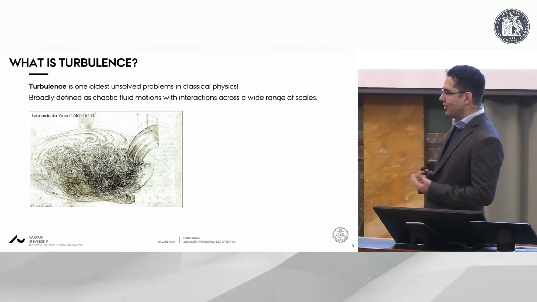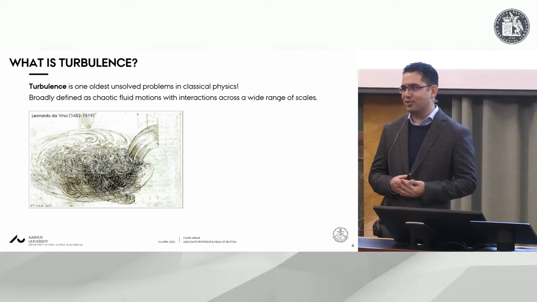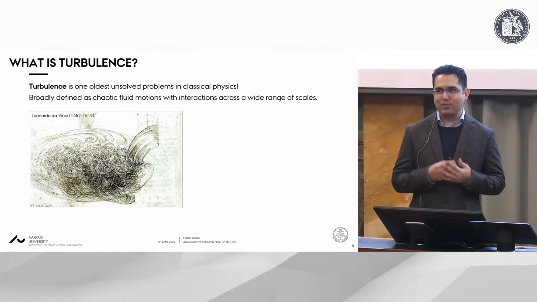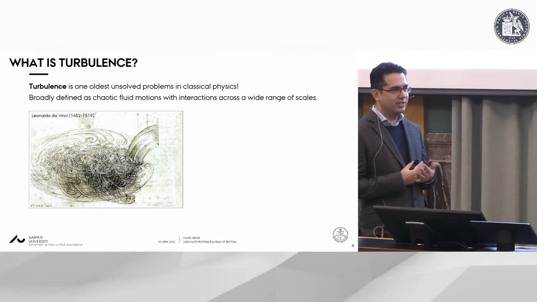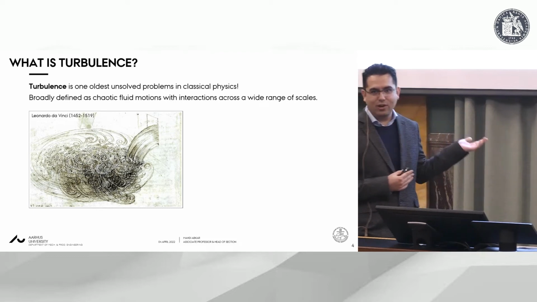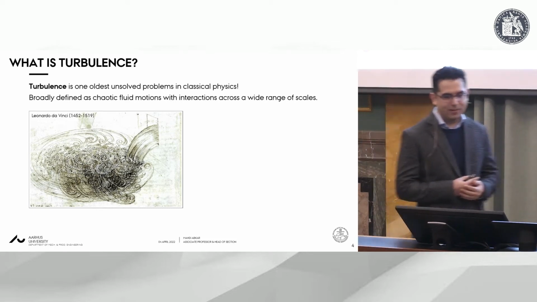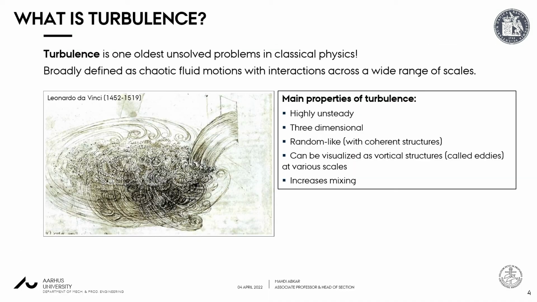It might seem a bit complicated, but I'll try to explain by looking at this beautiful sketch by Leonardo da Vinci. This is perhaps one of the first recorded attempts to study turbulence in a scientific manner, and I should say this is before Newton's laws were derived. Here we can see the main properties of turbulence. It's highly unsteady, three-dimensional, and somehow random-like. It's not completely random because we can see some sort of coherent structures here.